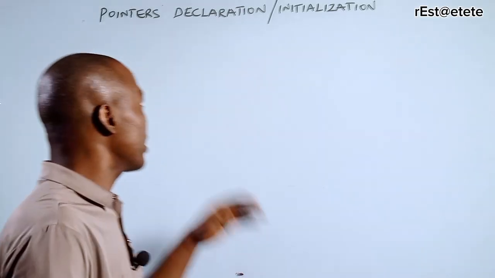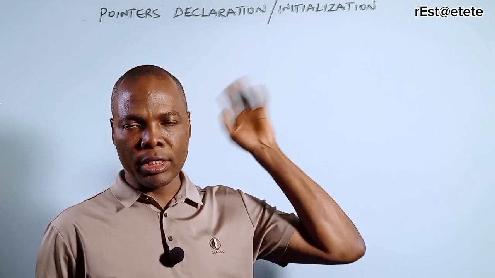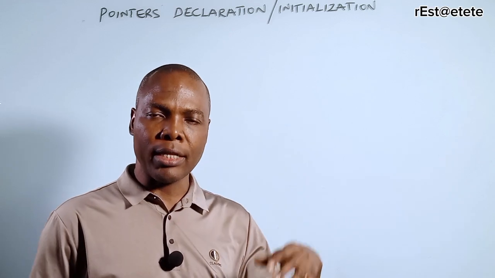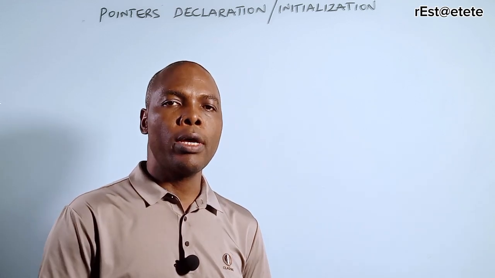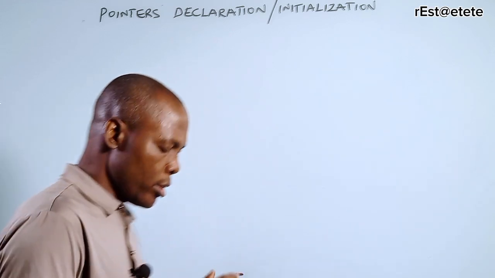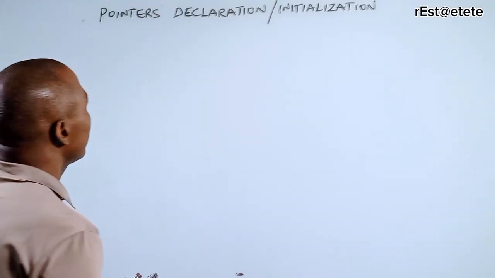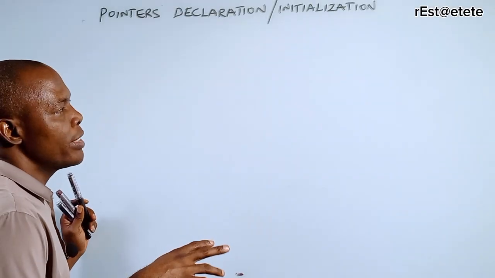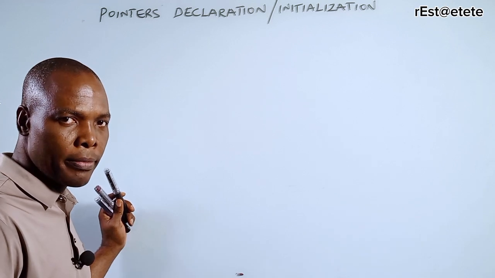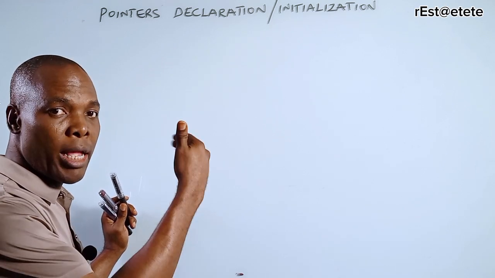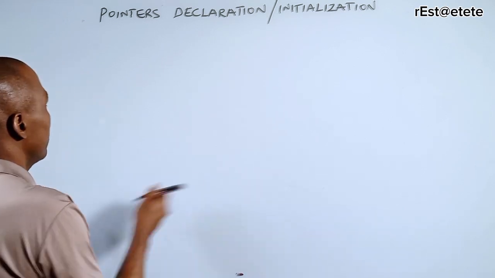Today we are going to look at pointers, declaration, and initialization. We actually did this in the last class. We are just going to continue along that path, right? So without wasting much time, let's get right in. Now, in the last class, I only declared the integer pointer. So I'm going to declare other pointers for you to see in this class.